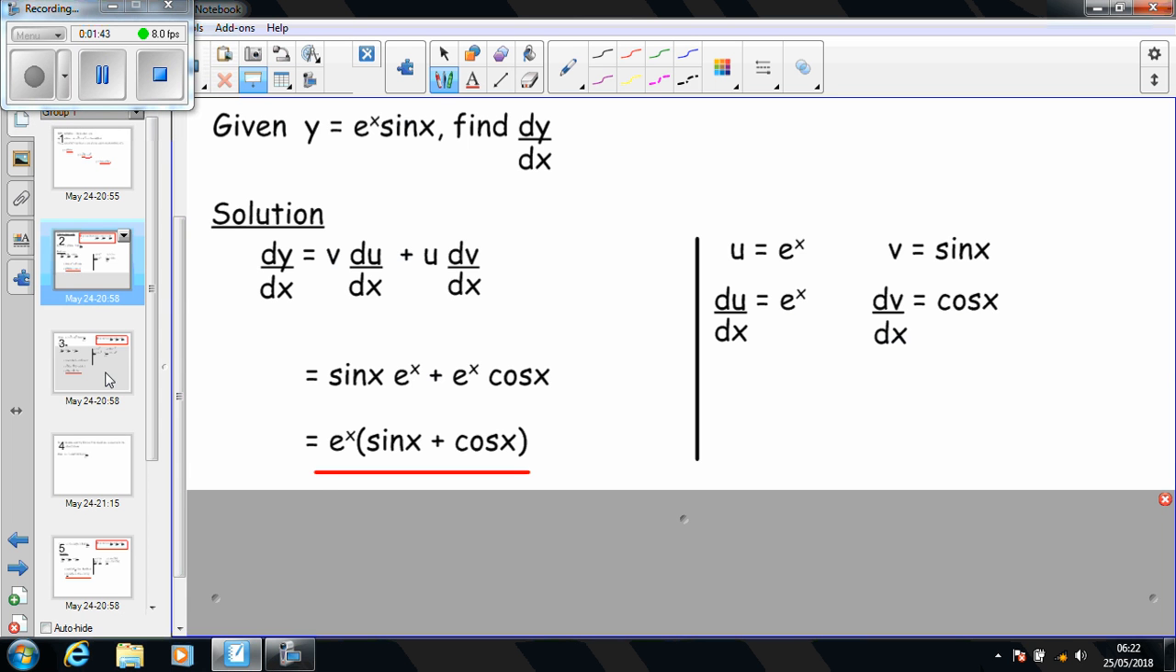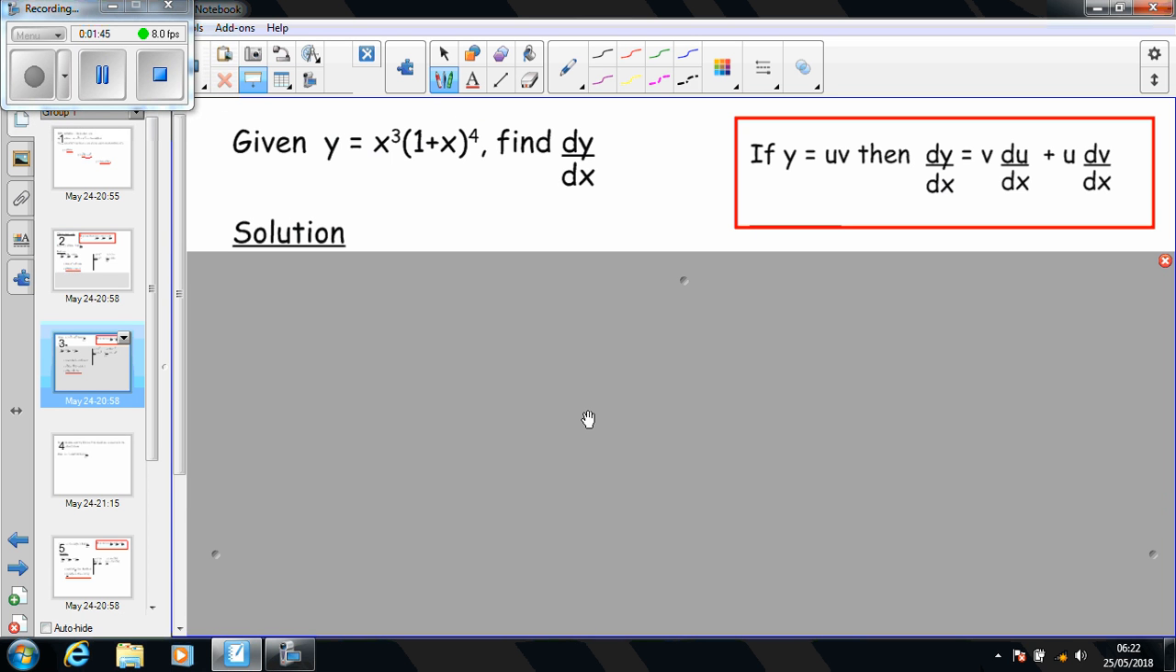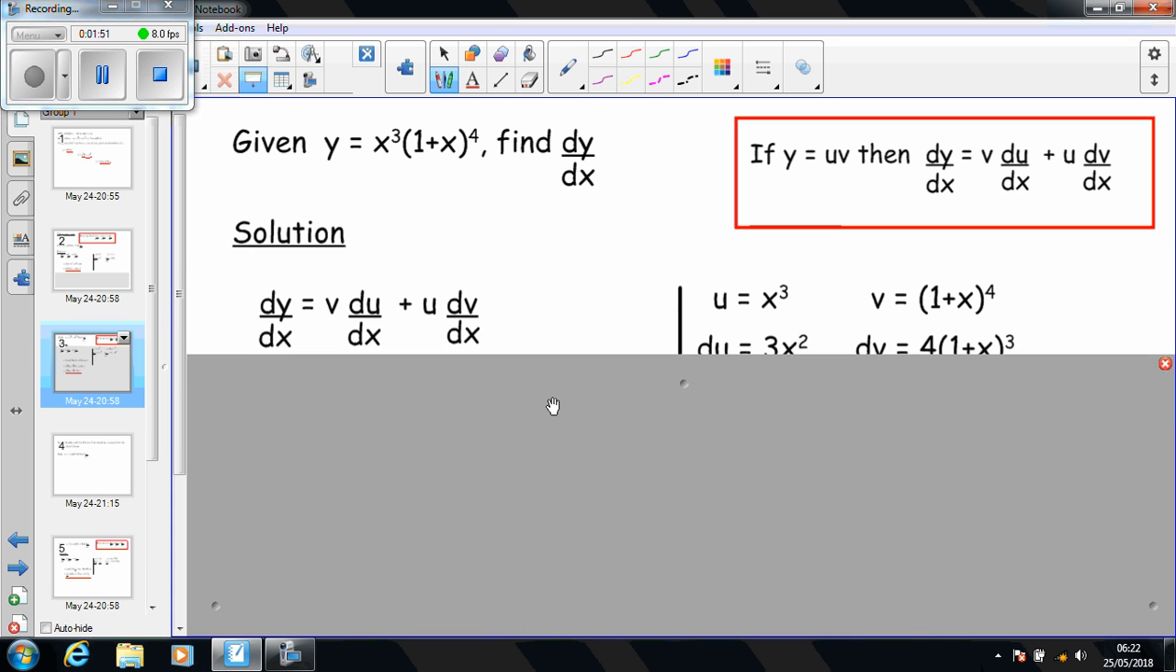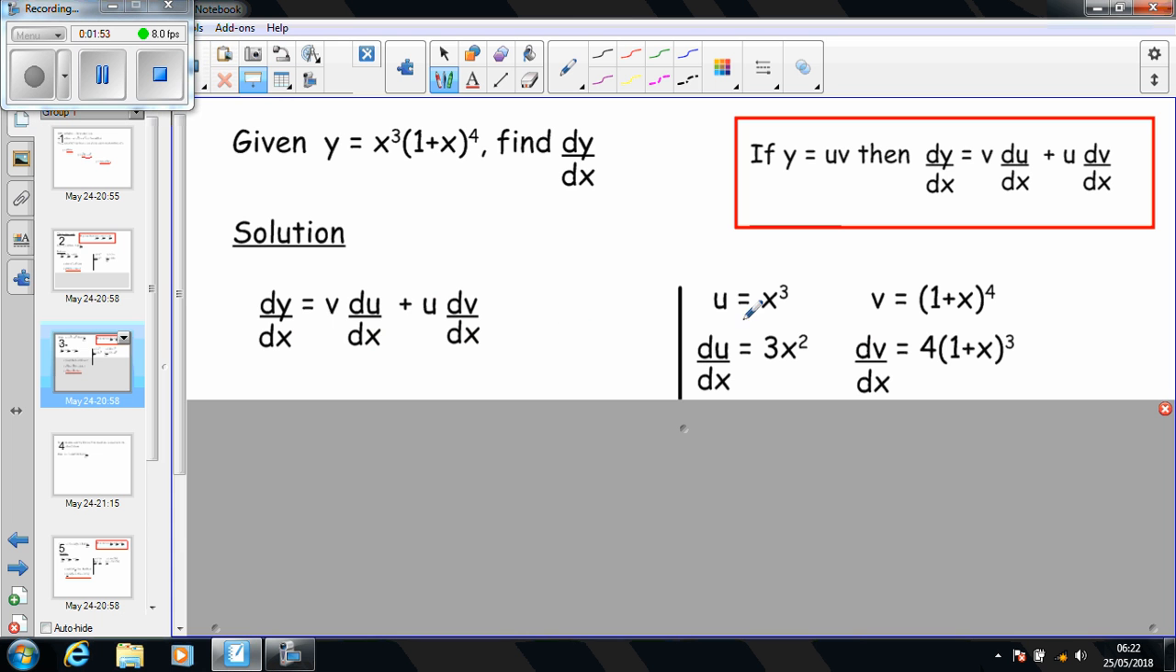Here's a second example. If y equals x cubed times 1 plus x to the 4, again let's find dy/dx. So u equals x cubed, v equals 1 plus x to the 4, and on differentiation du/dx is 3x squared, and dv/dx by the chain rule is 4(1 plus x)^3, and multiplying by the derivative of the bracket is 1, so I haven't written that, but I have applied the chain rule.